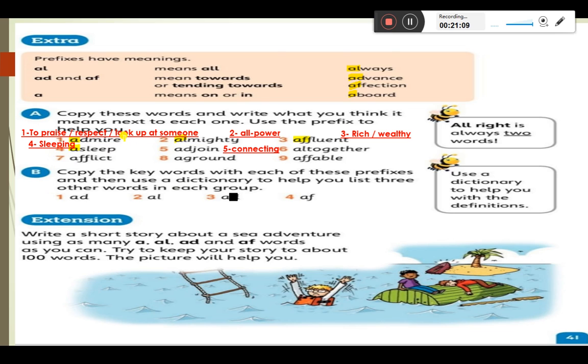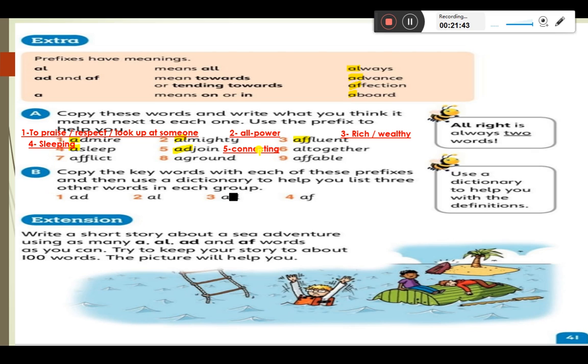The next one, adjoint. Number 5, adjoint. It begins with the prefix ad. And here we have adjoint. It means when you are joining two things together, so it means connecting. Later on we're going to discuss another word, which is adjacent. They have nearly the same meaning. Adjoint, to join them together; adjacent, to be beside each other.